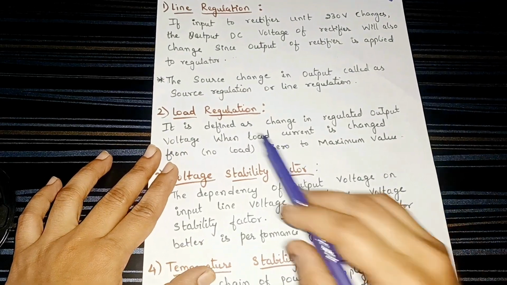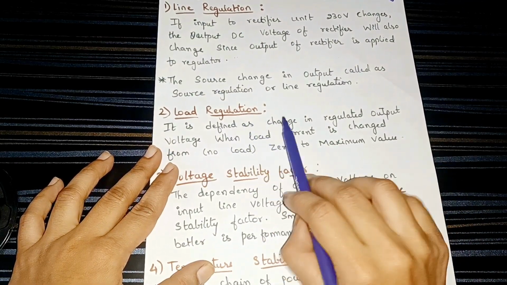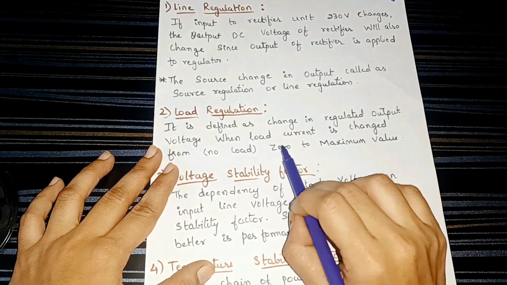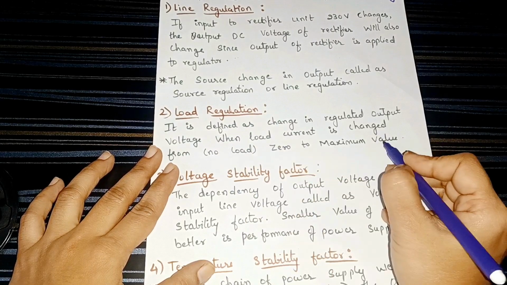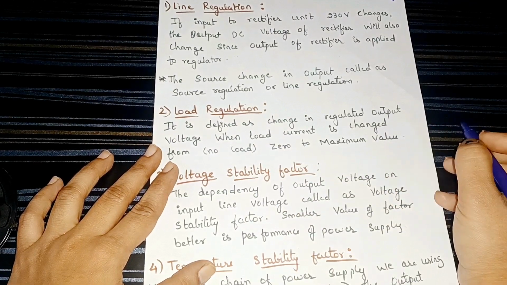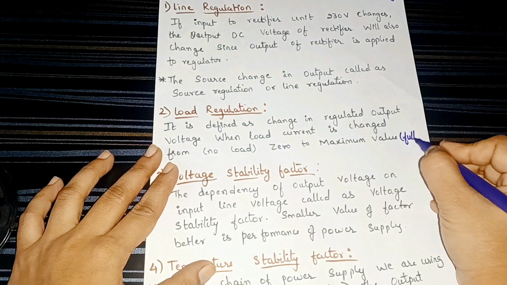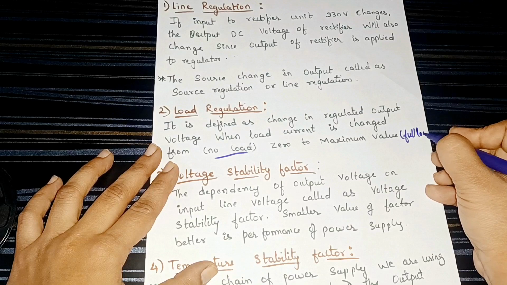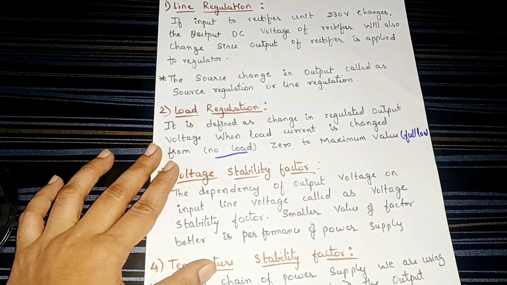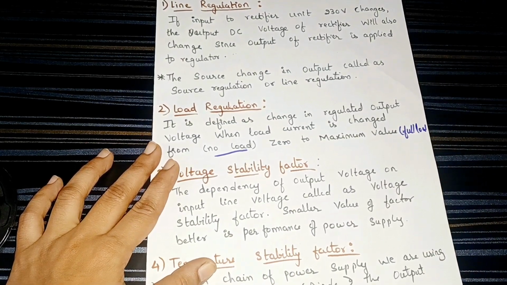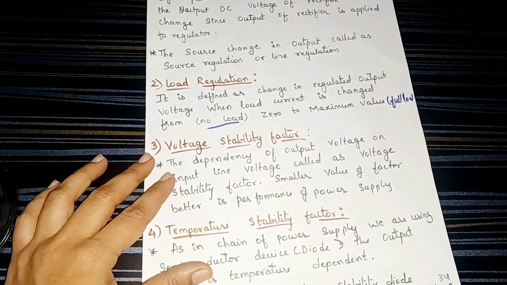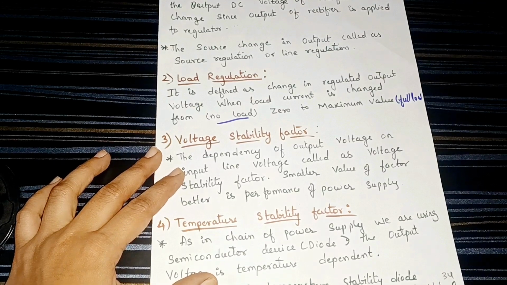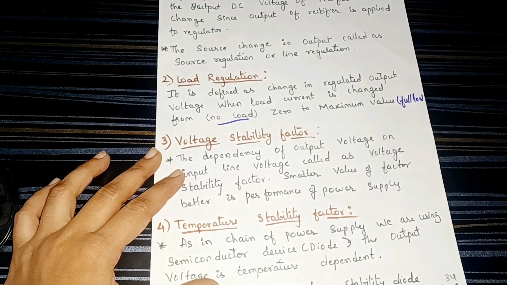Next we have load regulation. It is defined as the change in regulated output voltage when the load current is changed from 0 to the maximum level. The maximum level is full load, so 0 is no load and the maximum is full load. When the current changes from 0 to full load, load regulation may affect the performance of the power supply, and this load regulation should be a minimal value.